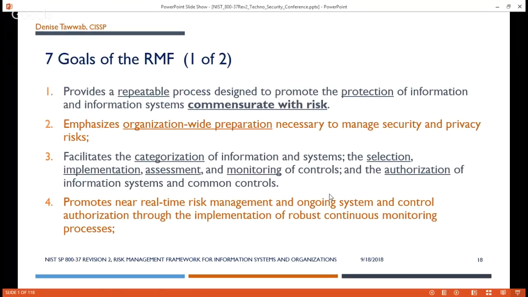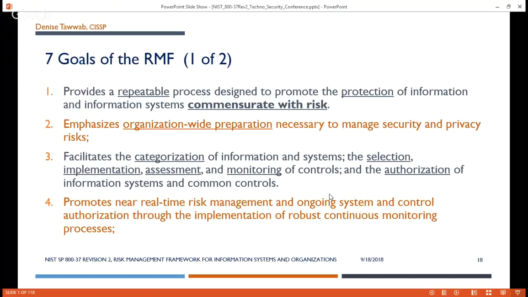Okay, there's 7 goals of the risk management framework. The first goal is to provide a repeatable process designed to promote the protection of information and information systems commensurate with risk. And keep that in mind. Whatever you're doing to secure your systems, you want to be sure that it's in line with the actual risk that your organization is facing.